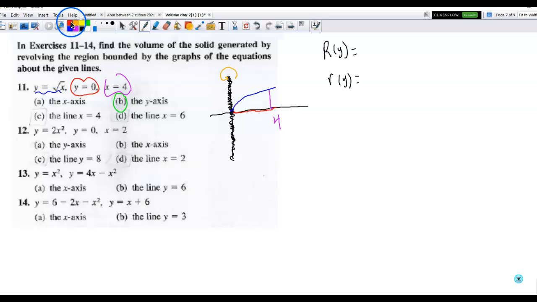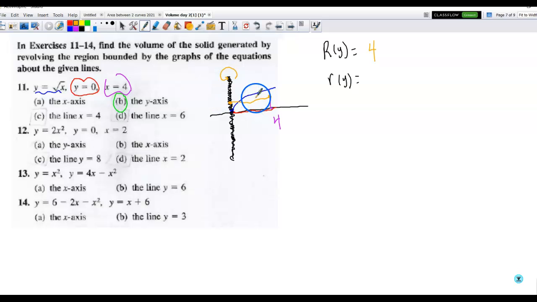So the big R always travels from the outer curve to the axis of revolution. So the outer curve is right here, all the way to the axis of revolution, which is right here. And so no matter where you put in that radius, big R is going to be 4, which is actually kind of nice because we don't have a variable function to deal with.